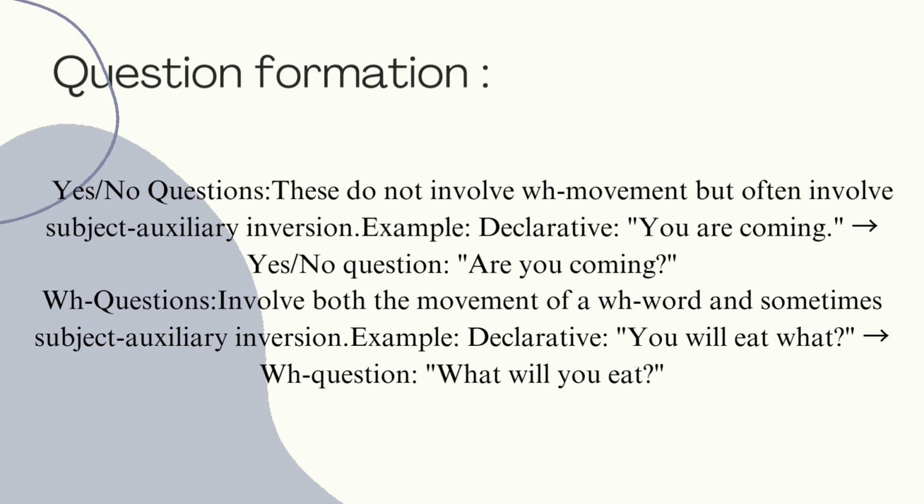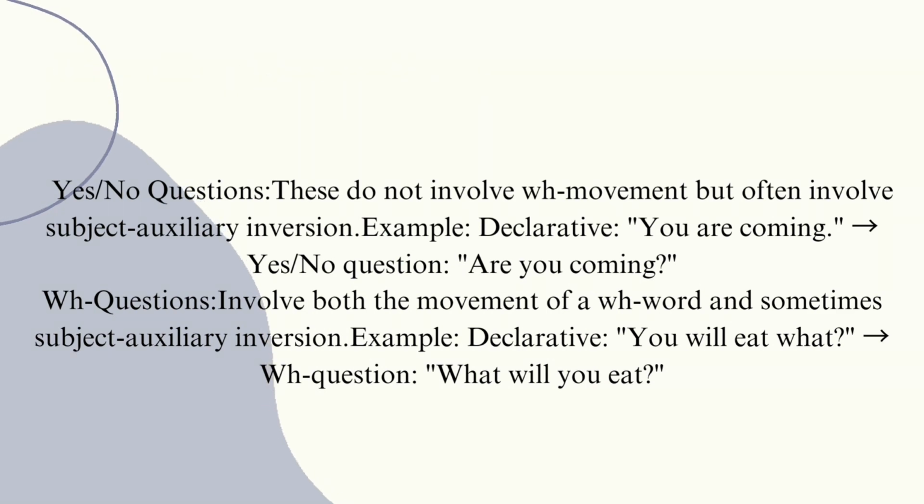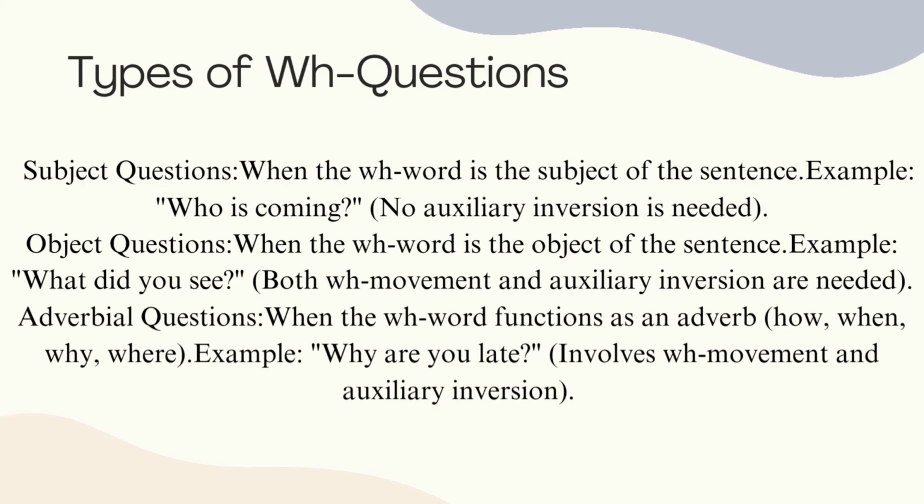WH question involves both movement of a WH word and sometimes subject auxiliary inversion. For example, you will eat what? The question is supposed to be, what will you eat? Types of WH question. Subject question. When the WH word is the subject of the sentence, for example, who is coming, there's no need to use an auxiliary. An object question. When the WH word is the object of the sentence, for example, what do you see?